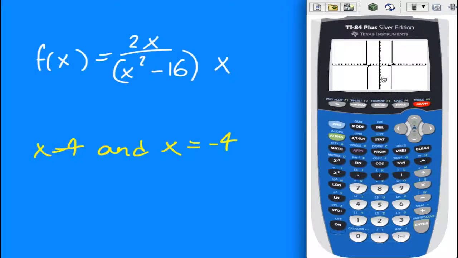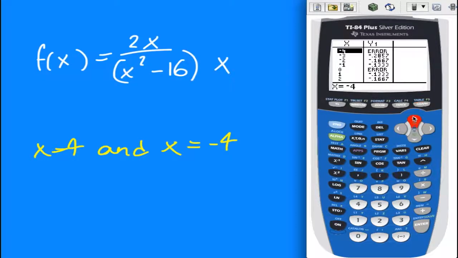And here you can see that there are vertical asymptotes at negative 4 and at 4. Right? Let's see. Yes. Right there at 4. Those lines are not touching them. So negative 4 and 4. You can go to your table, see what happens at negative 4, you get an error, and at 4, you also get an error. So there's your answer.